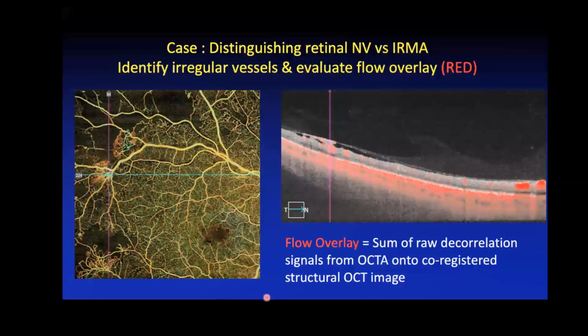In order for us to distinguish retinal neovascularization from IRMA, we identified areas of irregular vessels, and you can see that we evaluated each area separately, and we looked at the structural OCT in that region with the flow overlay. As I said before, the flow overlay is the sum of the raw decorrelation signals from the OCTA placed onto the structural OCT. So red indicates flow. If we look at this area of abnormal blood vessels here, we can see that there's flow on the surface of the retina that has extended above the internal limiting membrane. And this represents neovascularization of the retina.